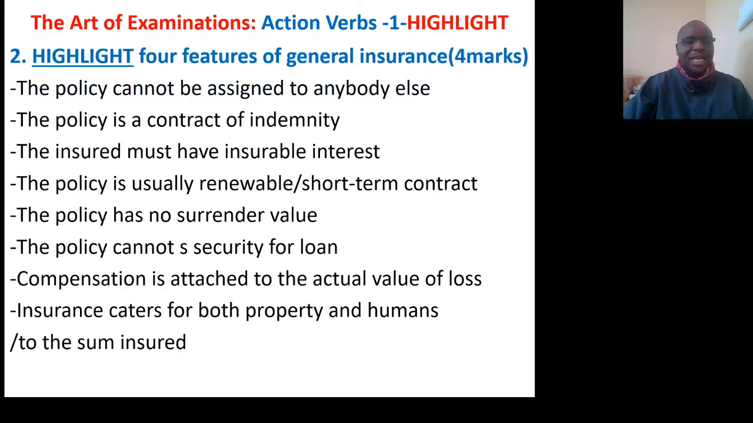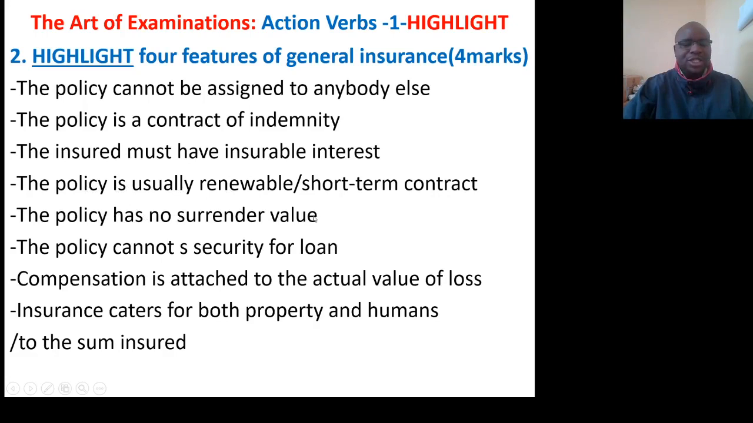Number 2. Highlight 4 features of general insurance. The policy cannot be assigned to anybody else. The policy is a contract of indemnity. The insured must have insurable interest. The policy is usually renewable or a short-term contract.